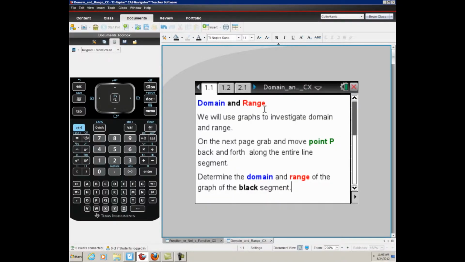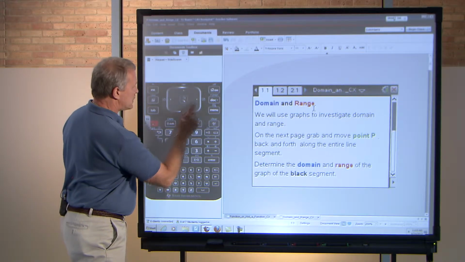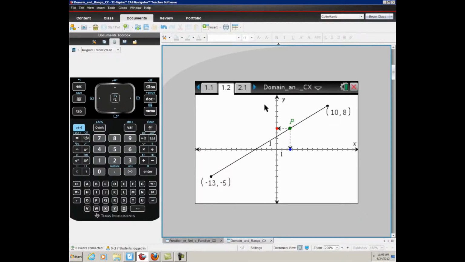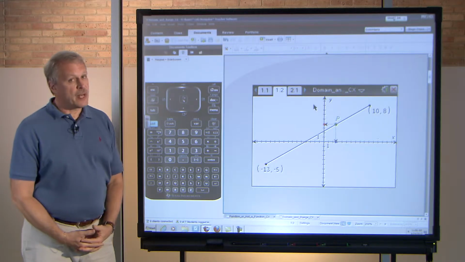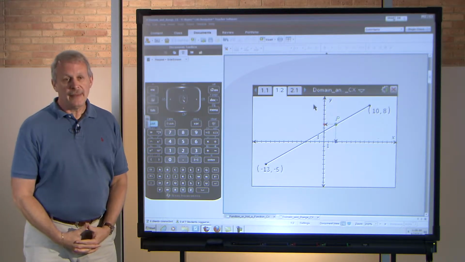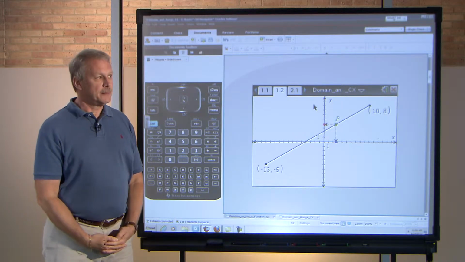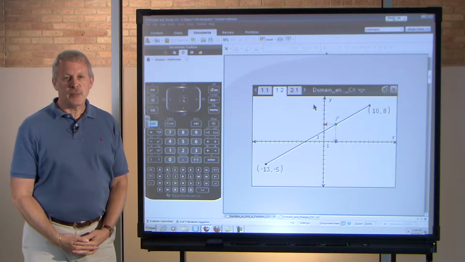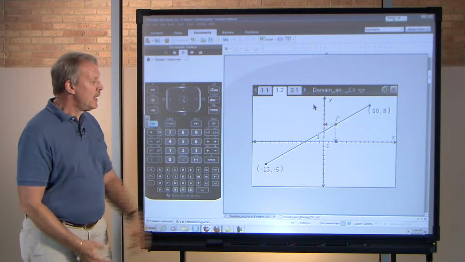It says we're going to use graphs to investigate domain and range. So moving on to the next slide. Here's a given graph of a segment, and a standard activity would be, what is the domain and range of that particular segment? Students have a lot of difficulty with this. I know a lot of them will just give up and say, oh, all real numbers, and that's a real common answer, but that's not the right answer here, of course.